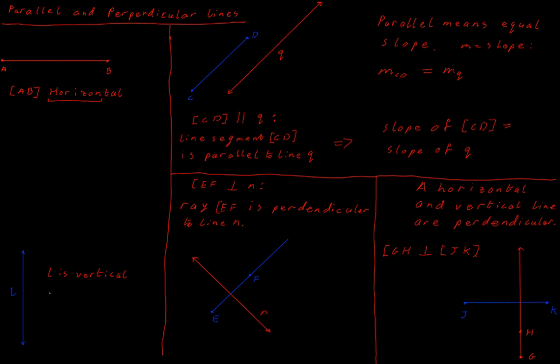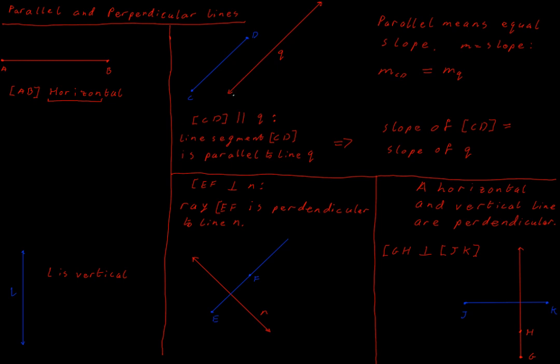Vertical is kind of the opposite. So I have my line here with little l. I use little letters for my lines, and I use my capital letters for my points. And I have little l is vertical. That means it goes straight up and down. So vertical just means that it goes straight up and down. So straight up into the sky, straight down into the earth.